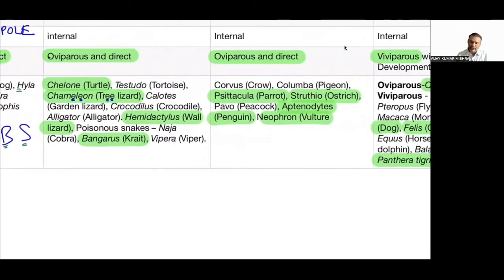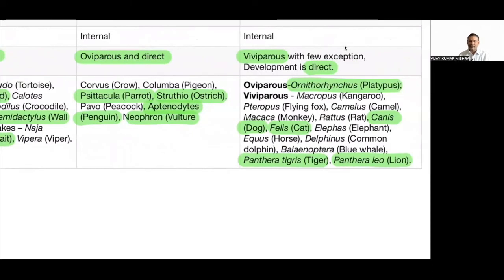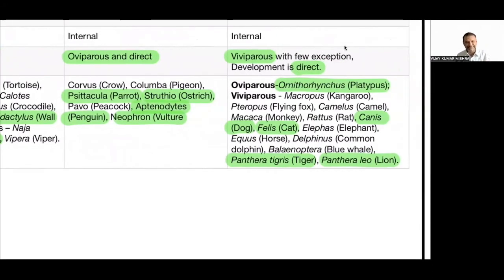Chelone, turtle; Chamaeleon, tree lizard; Hemidactylus, wall lizard; Bungarus, krait; Vipera, viper. These are the examples that you have to learn. If you want the trick, we can give you the trick later on.